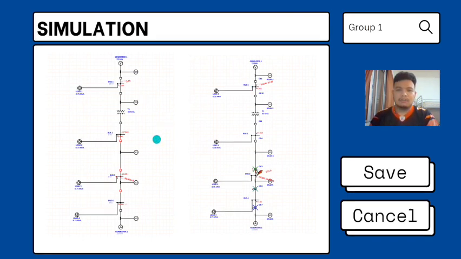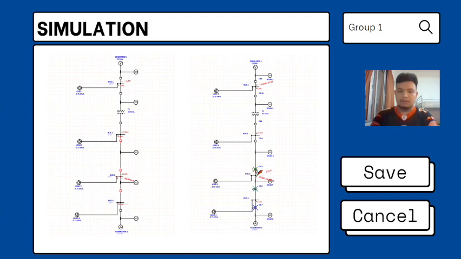So this is my simulation for short circuit operation. We apply the short circuit at bus 3. As you can see, breakers 5 and 6 are totally closed. So circuit breaker 7 is the backup if the current goes forward.